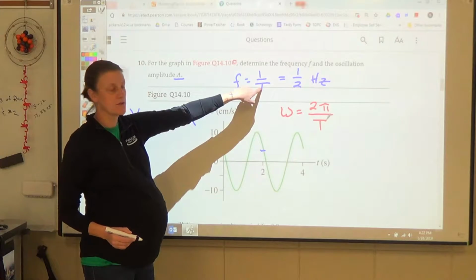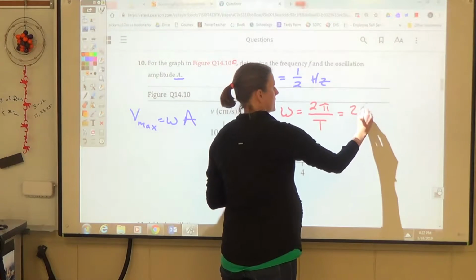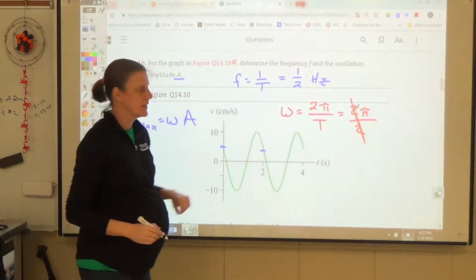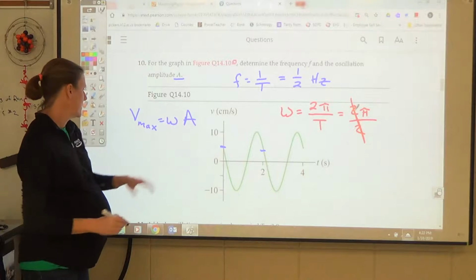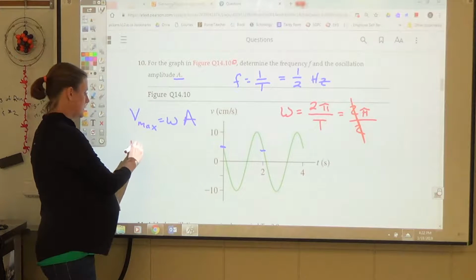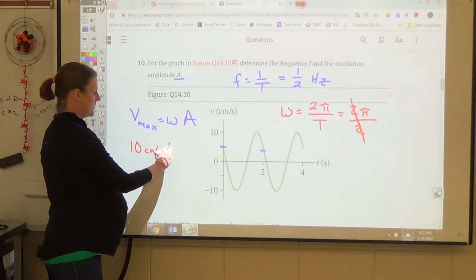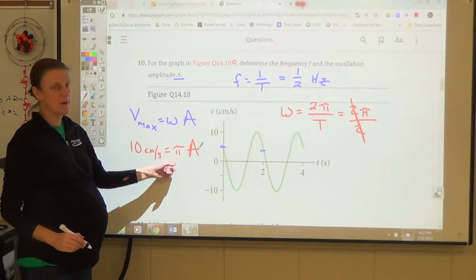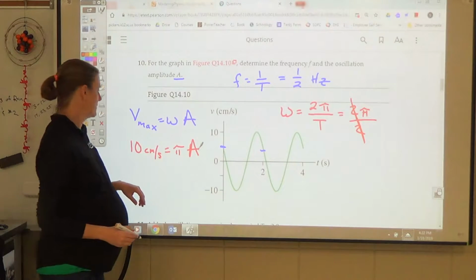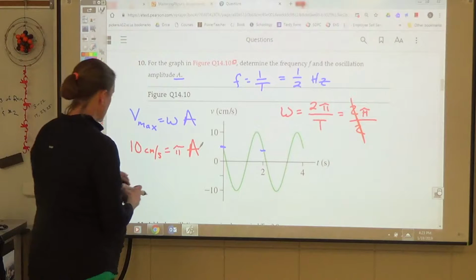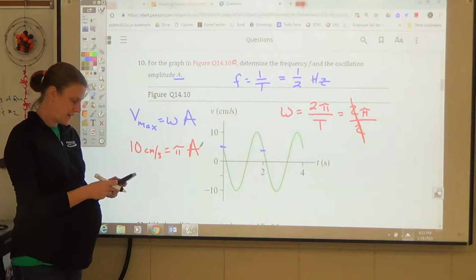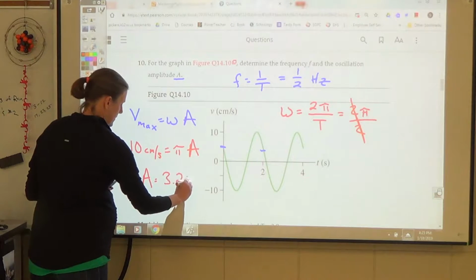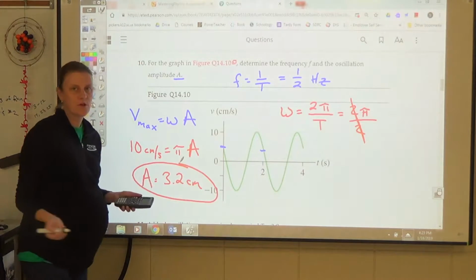And we knew the T was 2, so 2 pi over 2. Sorry, it's supposed to be pi. So omega is pi. So I've got 10 centimeters per second equals pi A. So you divide by pi, you get your answer in centimeters, but that's all right. 10 divided by pi. About 3.2 centimeters.